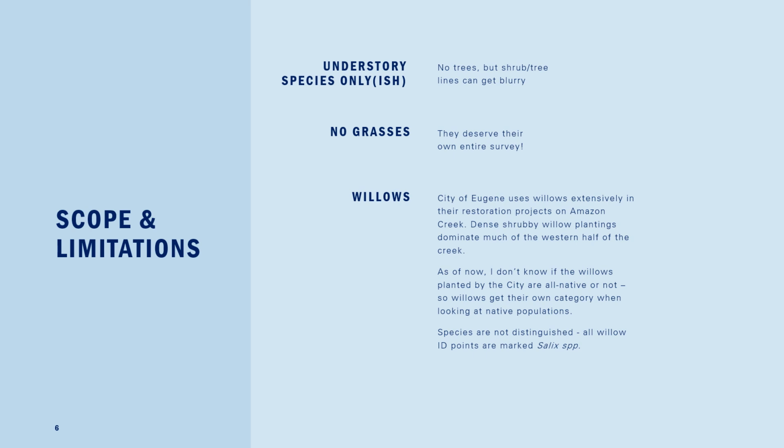They are planted very densely by the city, and there are a variety of species. It was not within the scope of this project to identify the individual species because there were so many, or whether they are entirely native. I don't know if they use an entirely native planting palette. So for this project, all of the willows are marked as Salix species and are not identified as native or exotic.